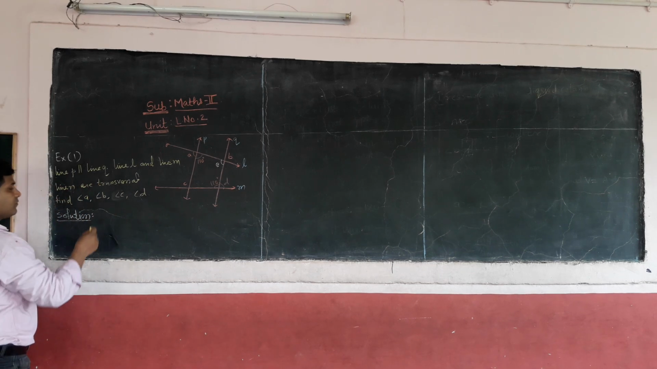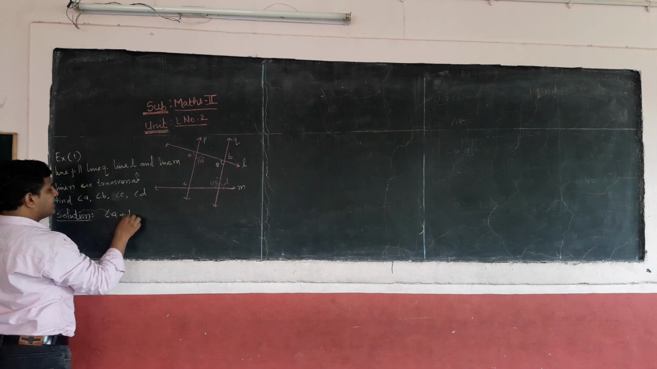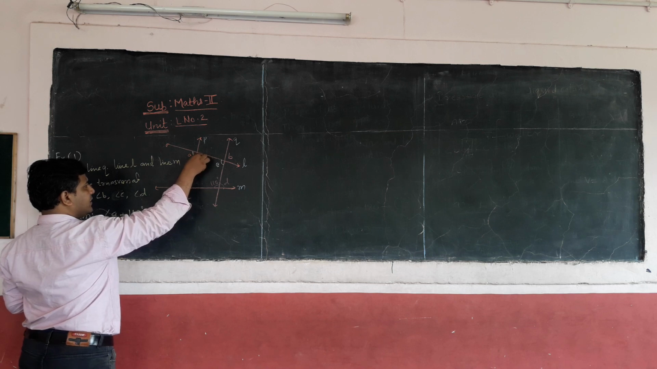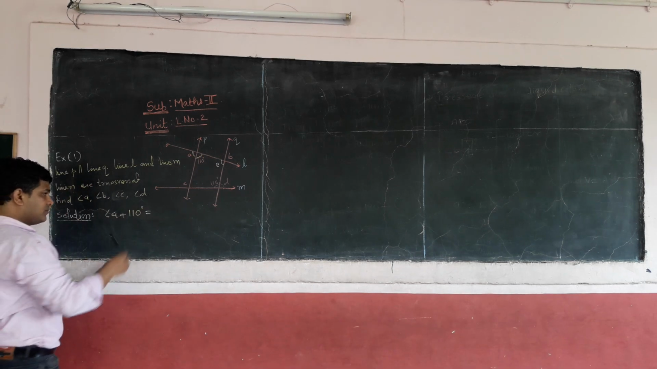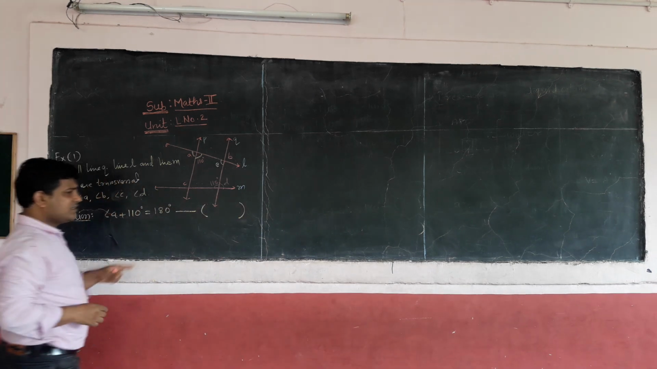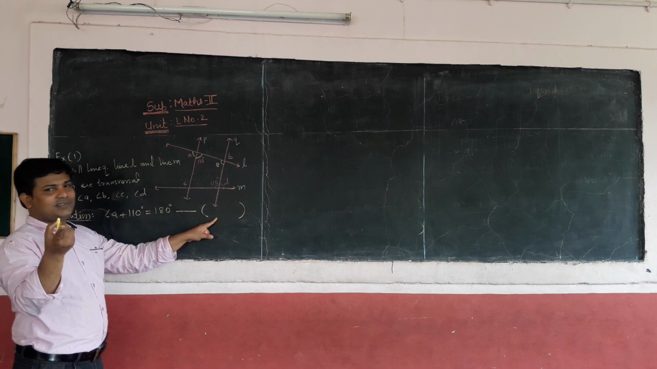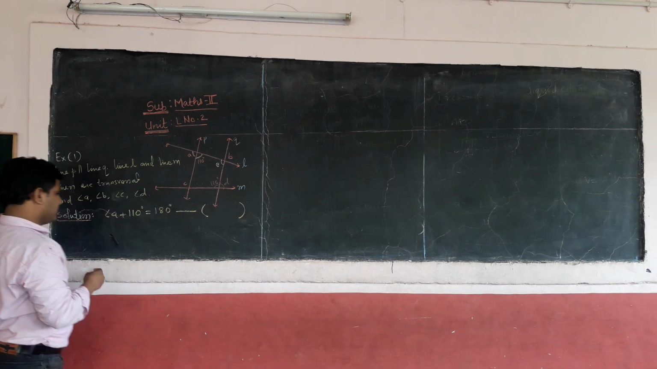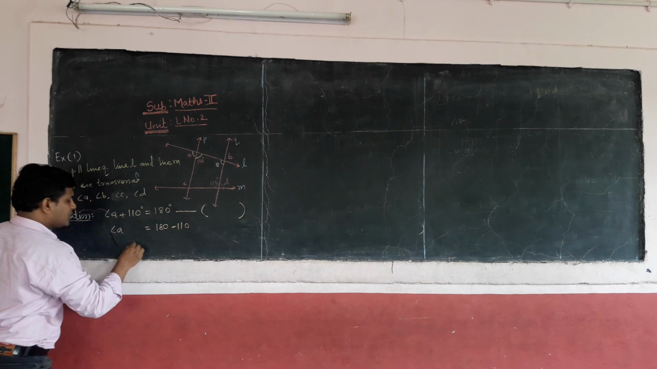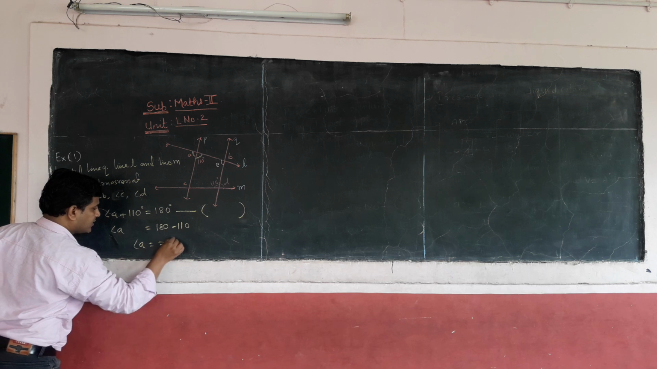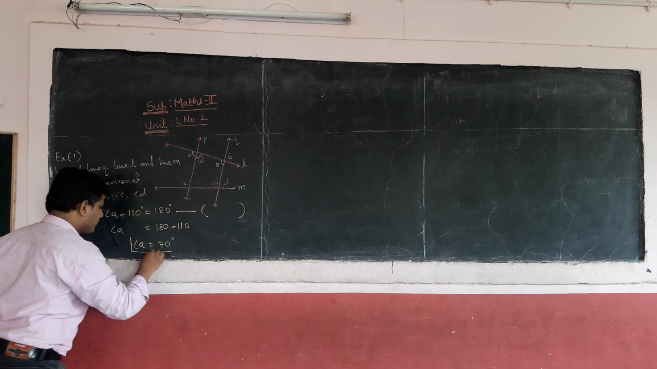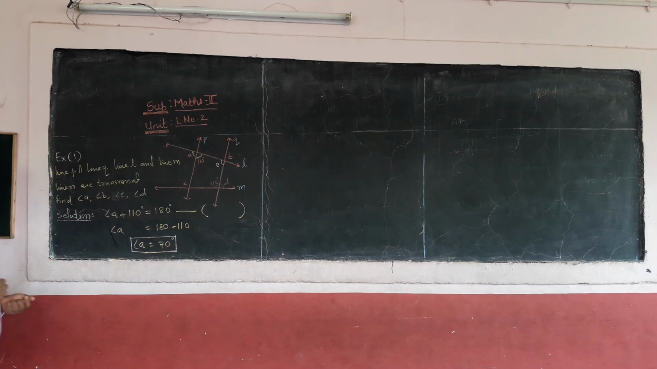Okay, now let us see. Angle A plus 110, the addition of these two angles is equal to how much? Correct, 180 degrees. What will be the reason you are going to write here? Yes, angles in a linear pair. So angle A is equal to 180 minus 110. How much? Correct, it's 70 degrees. So we got the angle A.